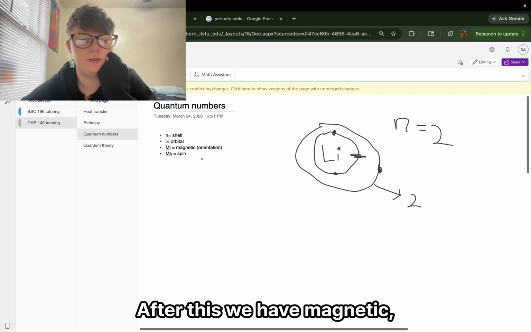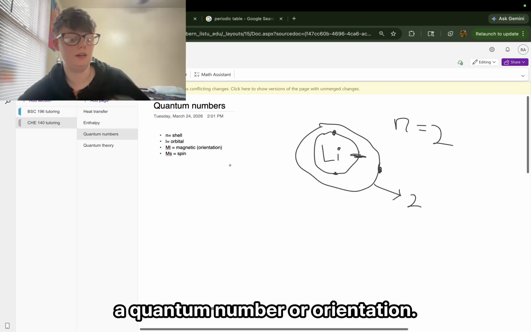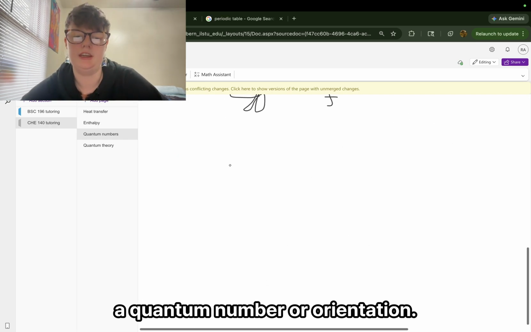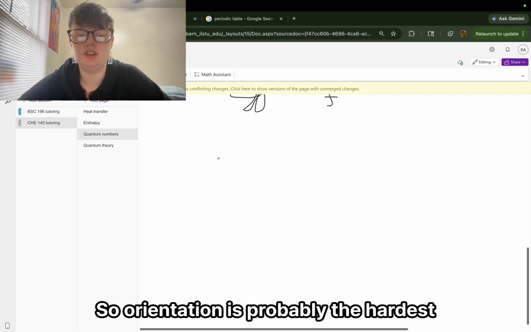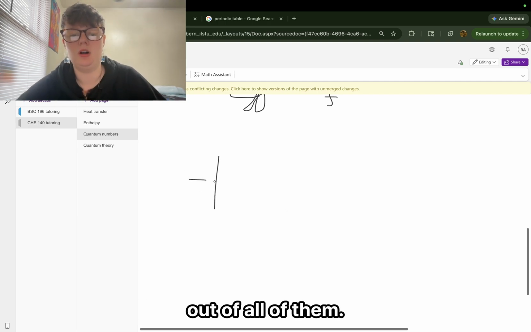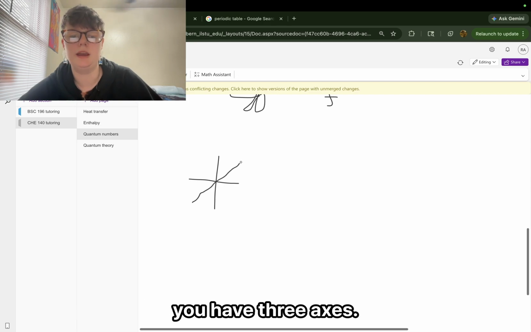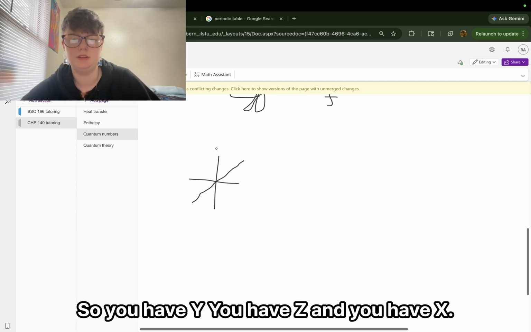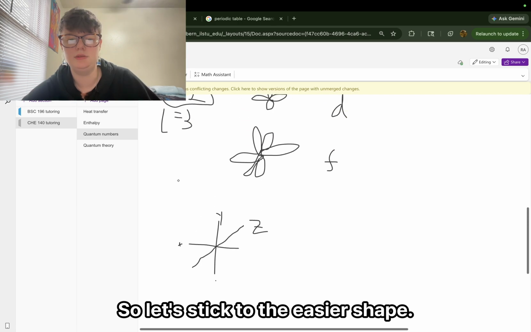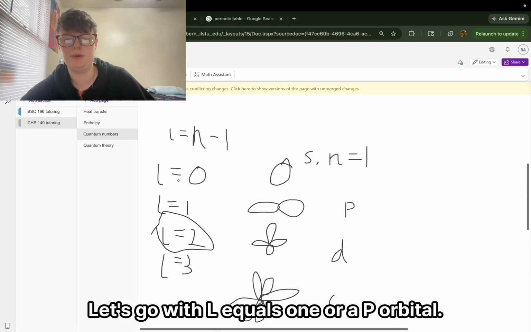After this, we have the magnetic quantum number, or orientation. Orientation is probably the hardest out of all of them. Whenever you're doing orientation, you have 3 axes. So you have Y, you have Z, and you have X. So let's stick to the easier shape. Let's go with L equals 1, or a p orbital.